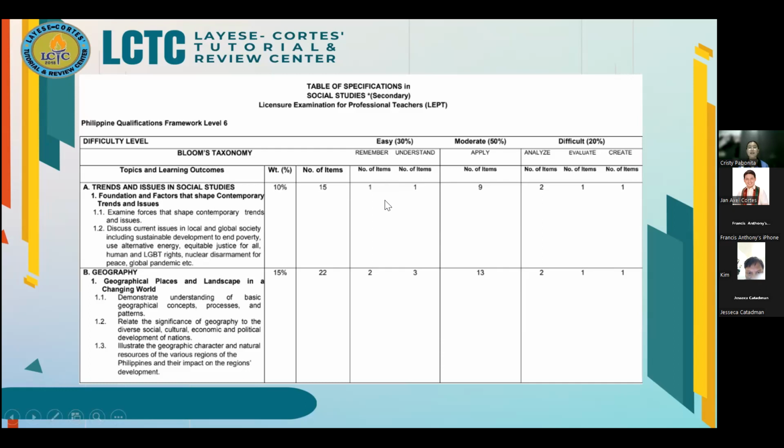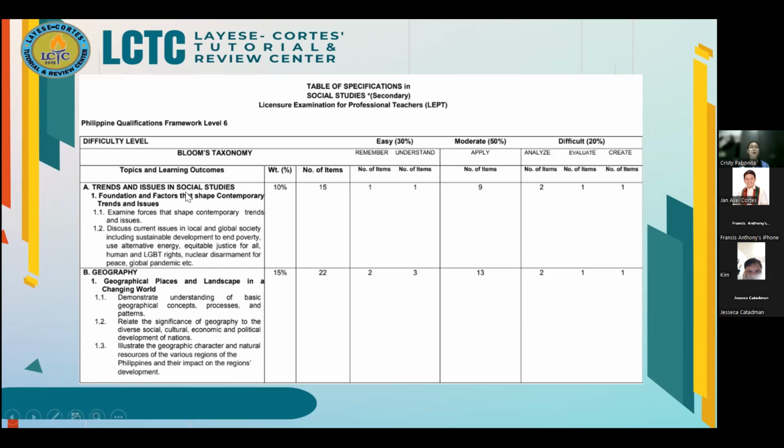So under it, there is 1 for remember and understand. If you remember the Bloom's taxonomy, okay, so remembering, understanding, application, analyzing, evaluation, and create. So gi-classify po na siya according sa Bloom's taxonomy ang mga question. So the lowest thinking skill is the remembering. So there is only 1, understanding 1, application is 9 items for the trends and issues in social studies, analyzation is 2, evaluation is 1, and create is 1. Okay, but all of these are in a multiple choice format.